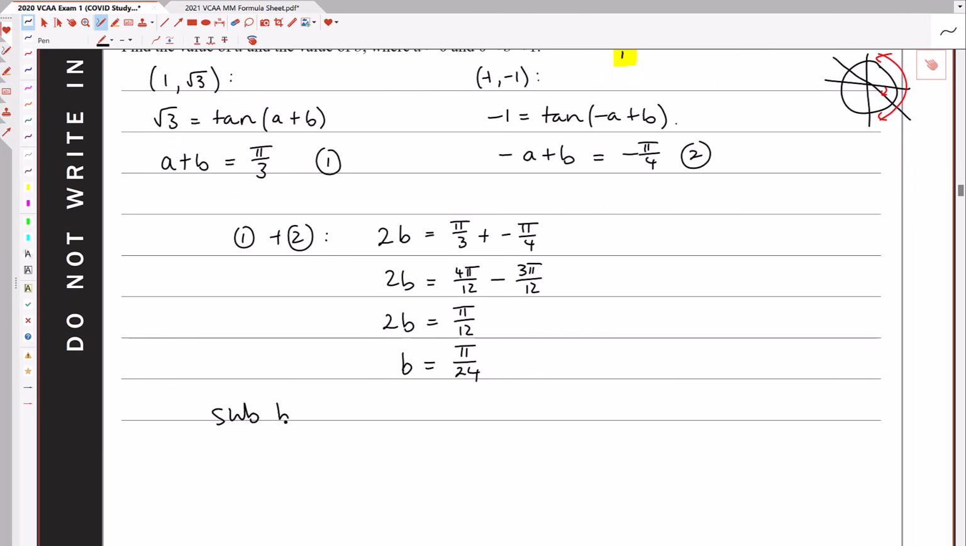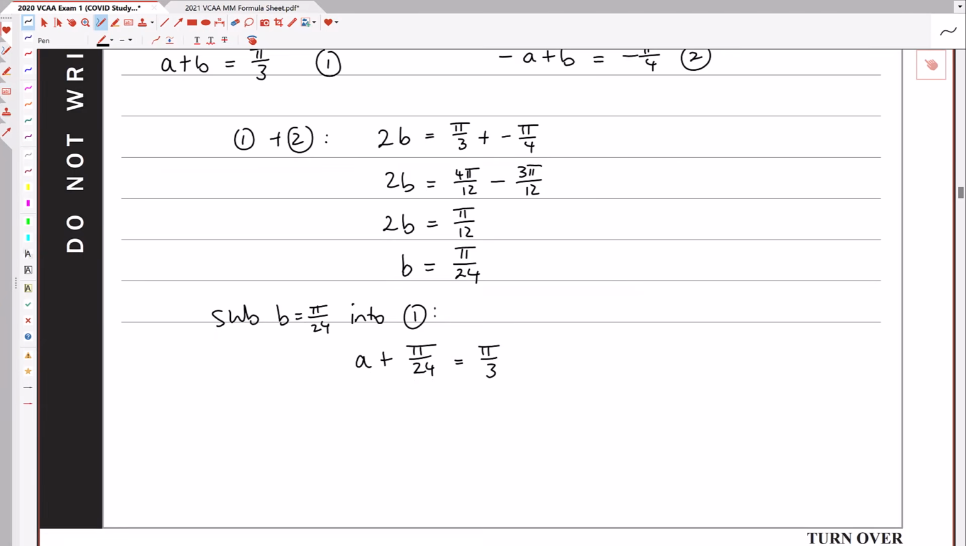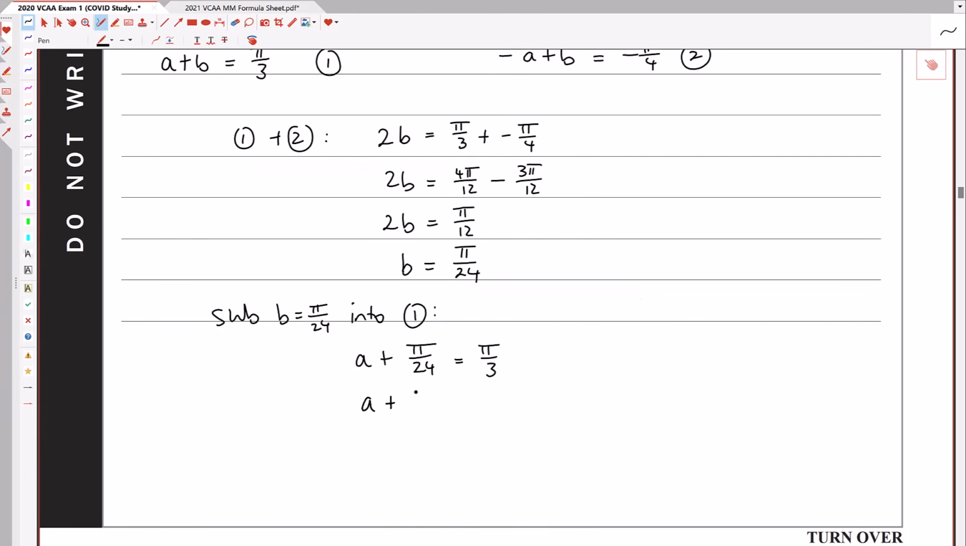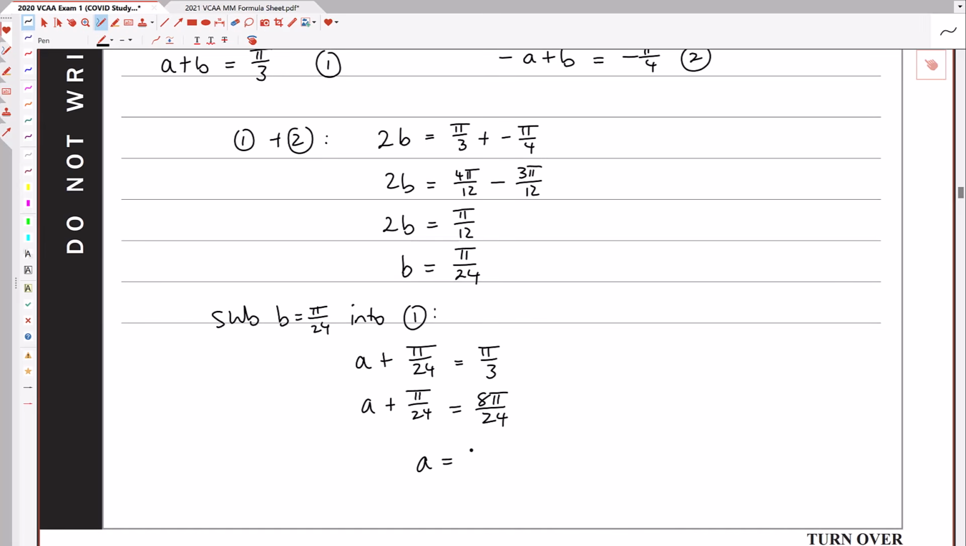Alright, so then we need to find A. So we're going to substitute B into whichever equation you prefer. I'm going to go with equation 1. So we're going to have A plus pi on 24 equals pi on 3. Now pi on 3, if we get a common denominator there, is 8 pi on 24. And so therefore A is 8 pi on 24 minus 1 pi on 24, which is 7 pi on 24. And so therefore we have A equals 7 pi on 24 and B equals pi on 24. Don't make it hard for people to find your solution.